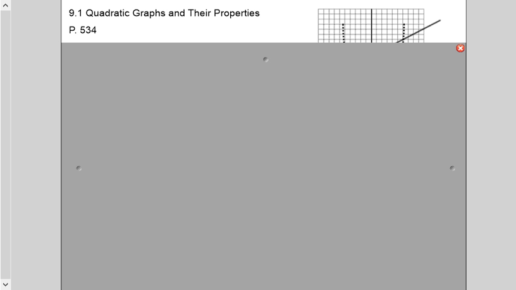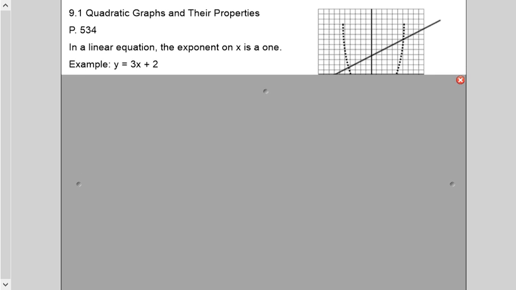We talked about graphs back in Chapter 5, when we were doing linear equations and linear graphs. So remember, in a linear equation, the exponent on the x is always a 1. An example of that would be like y equals 3x plus 2. You see the x, there's no exponent written up there, which means that the exponent is a 1. That is a linear equation.